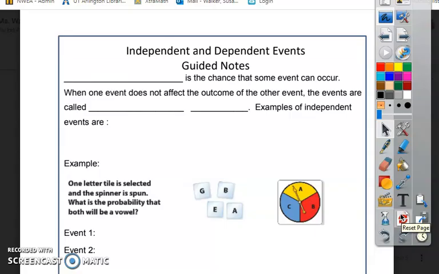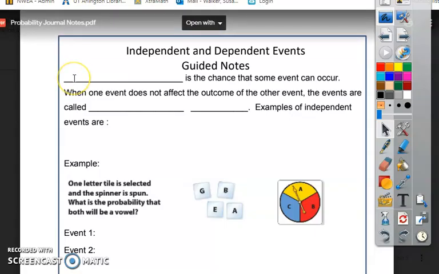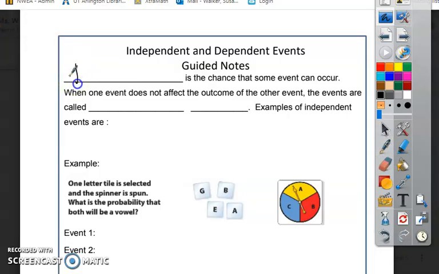Okay, so let's start with the first one, which is blank is the chance that some event can occur. So hopefully we know this one. We've already done this, which is probability. Probability is the chance that some event can occur. This is the word that I want you to remember when you think about probability. When one event does not affect the outcome of another event, the events are called independent events.